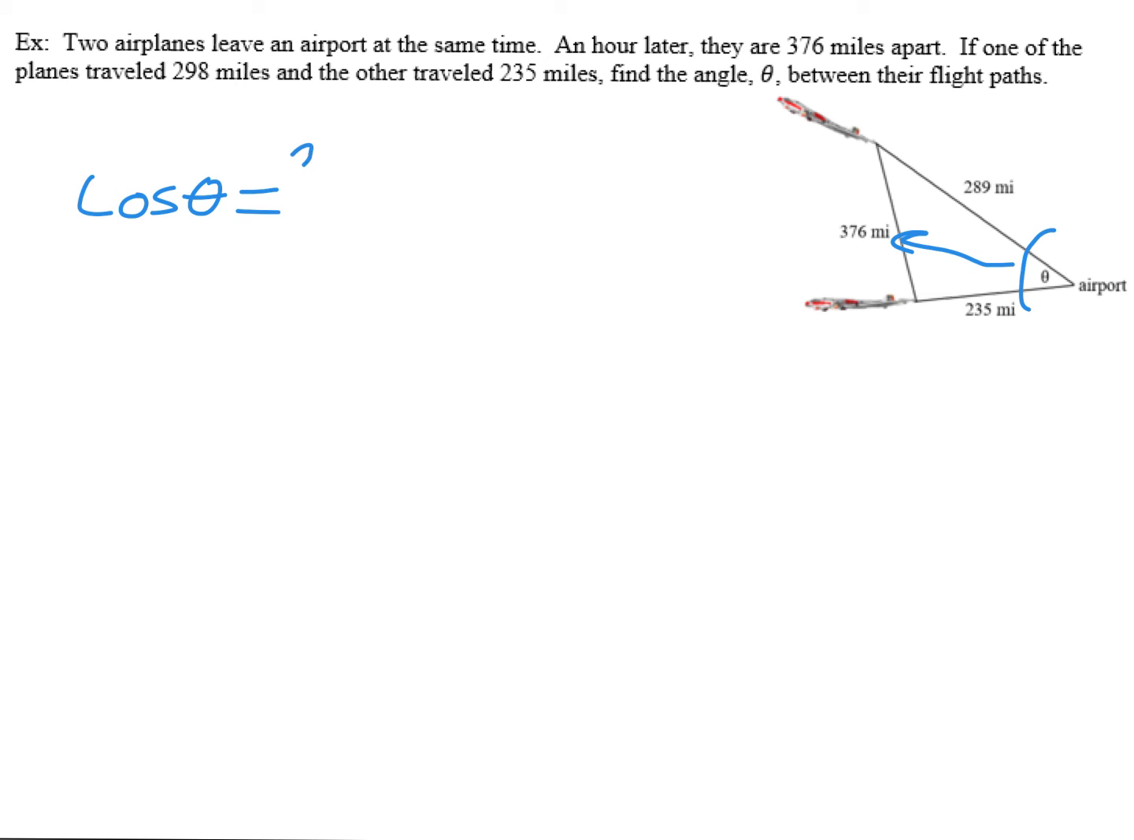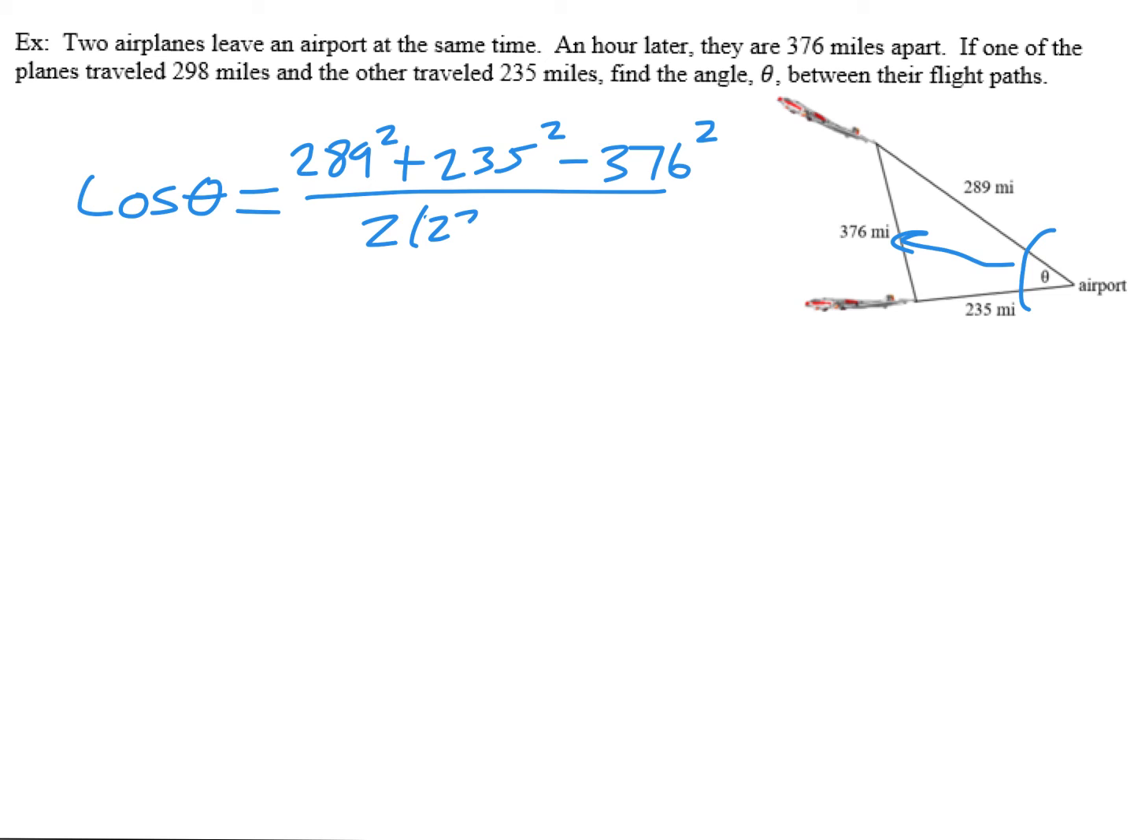I go 289 squared plus 235 squared. And that's where I put that minus 376. And again, it's the only time it shows up. 2 times 289 times 235.